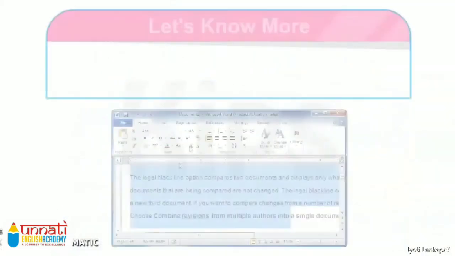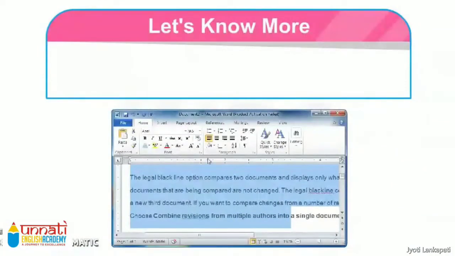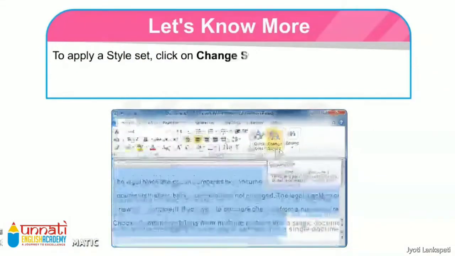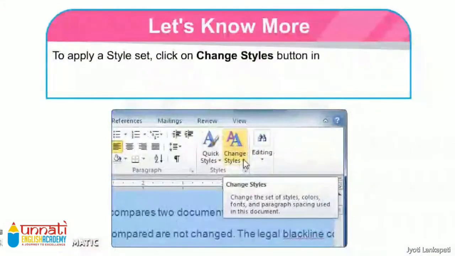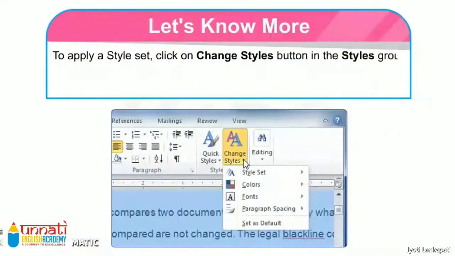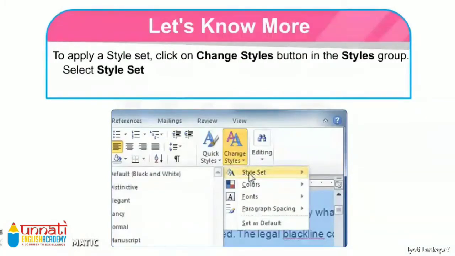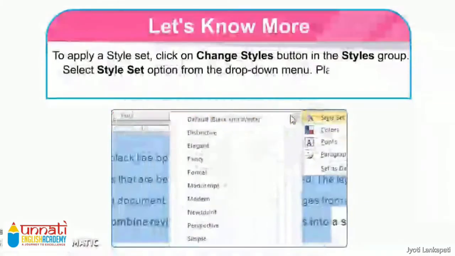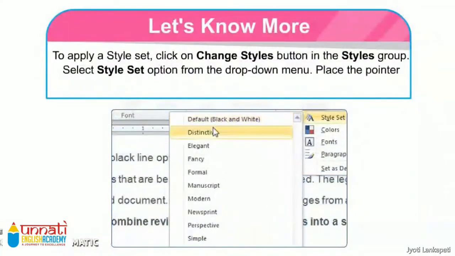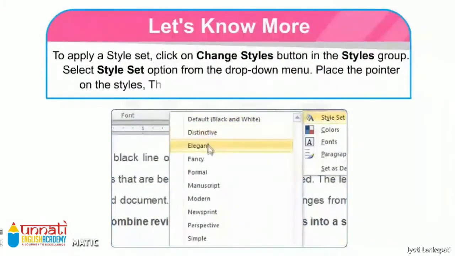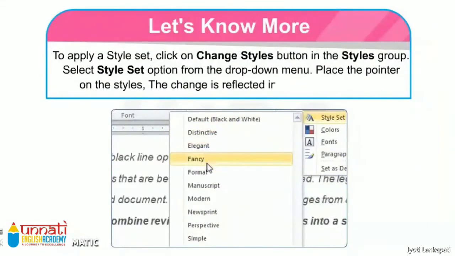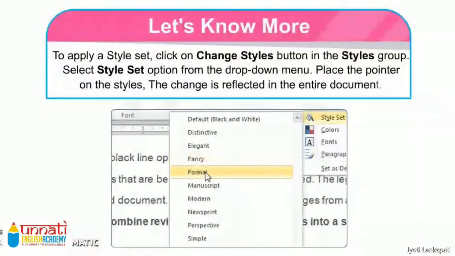Now we will see how to create a new style. Before that, let's know more. To apply a style set, click on the Change Styles button in the Styles group, as shown in the figure. Select the Style Set option from the drop-down menu. Place the pointer on the styles. The change is reflected in the entire document.